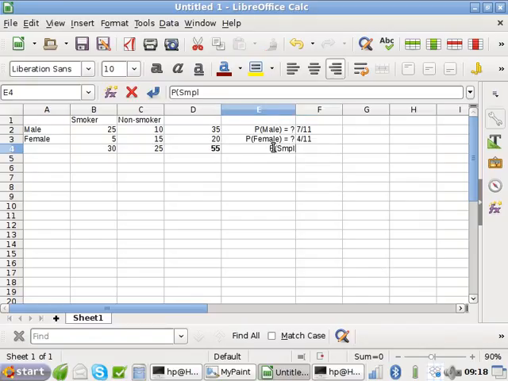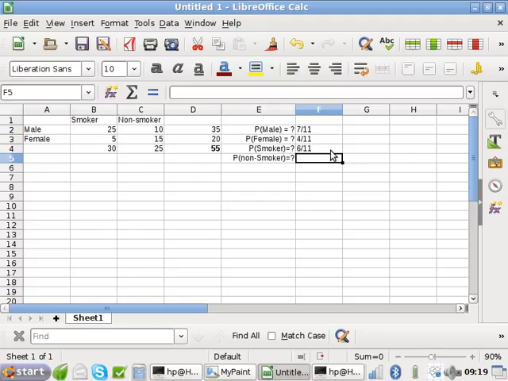Probability of getting a smoker, what would that be? That would be 30 over 55, which is 6 over 11. Okay, and then the probability of not a smoker should be 1 minus 6 over 11. So what's that now? 5 over 11, isn't it? 5 over 11.